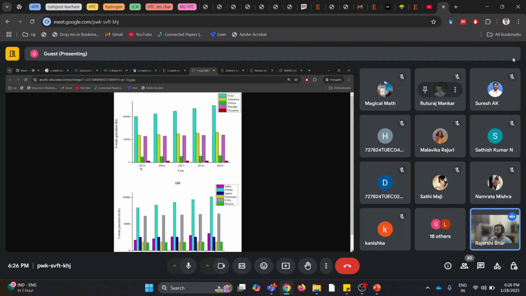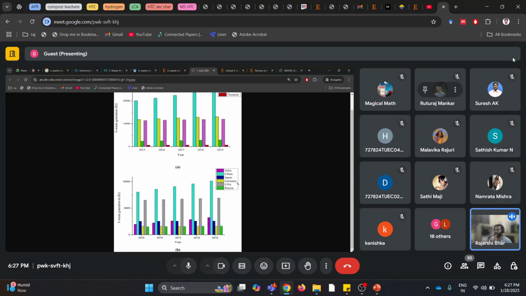If you look at the continents, you see the largest quantum of e-waste is generated from Asia, and it is continuously rising till 2019, because after that the data is not covered in this particular paper. In America also it looks like a slightly increasing trend, but mostly similar. In Europe it appears to be somewhat constant, and Africa also looks like that. So to come to a conclusion, you can say that Asia is seeing a continuous rise in the quantum of e-waste.